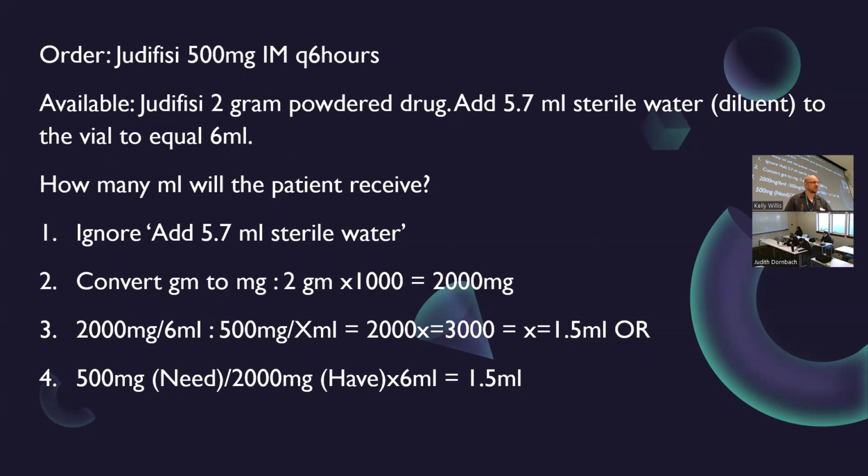I already did that. The 2 ways to do it, you can cross multiply or do 500 milligrams that we need over 2,000 milligrams that we have times 6. And I don't know if this part people offered last time. Yeah, so if you see that, just pay attention to equals 6 mLs or whatever it is. So 500 over 2,000 times 6 is 1.5 mLs. So that's how much we're going to pull up.